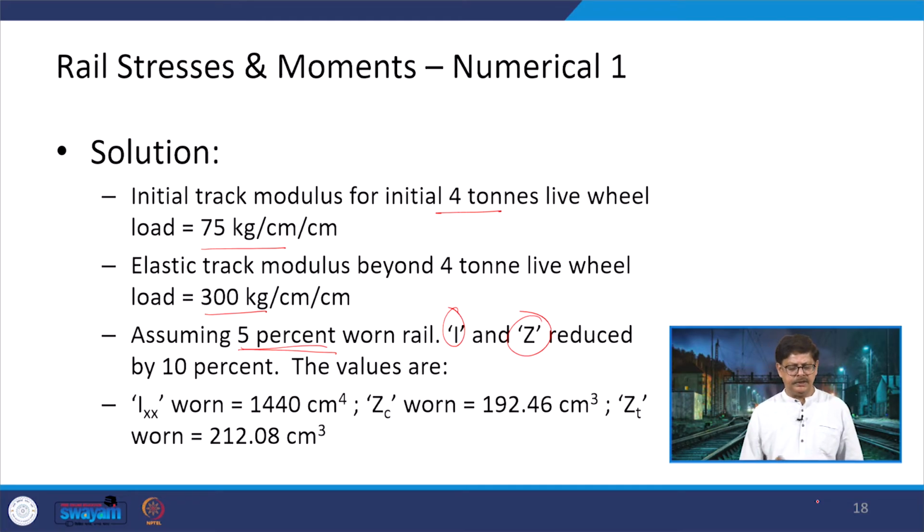So, considering that, let us have I in the x direction as 1440 centimeter 4, and the ZC, that is the compressive condition, and the tensile condition, the worn out condition, comes out to be 192.46 and 212.08 centimeter cube. So, these are the values. Let us assume that we have got them on the basis of the calculation for the section of 90R.